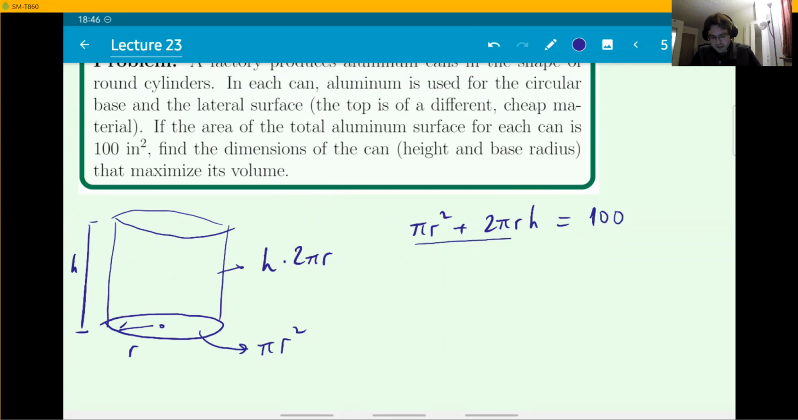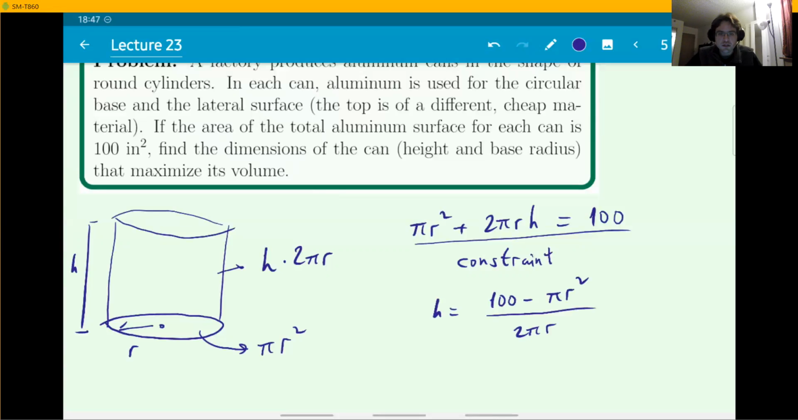So this one right here is actually a constraint. It's an equation involving the variables r and h. Let's already go ahead and solve for one of them in terms of the other. It's probably easier to solve for h in here. H is going to be 100 minus pi r squared divided by 2 pi r.